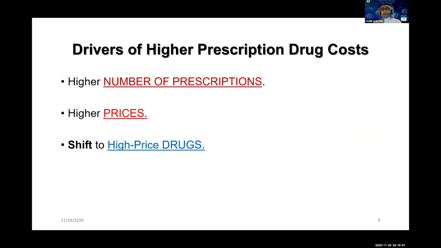Even in Saudi Arabia, despite the fact that we have the Saudi FDA, which is doing a great job in trying to control the cost and improve the access to essential medication, we're still noticing an increase in inflation of essential medications, which are generally cheap, at a rate that is unsustainable to cover if we keep funding the healthcare the way we are doing right now. Shift to higher priced drugs.